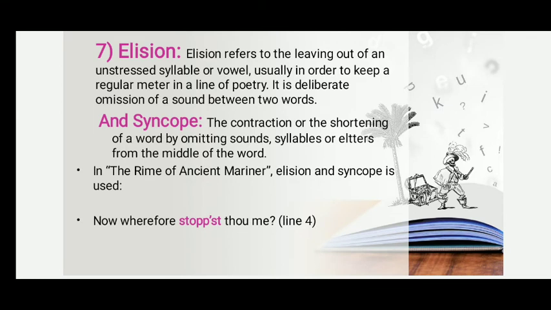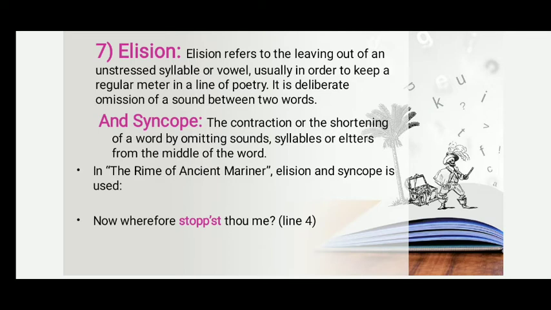Seventh literary device. The first part of this poem is elision. What is elision? Elision refers to the leaving out of an unstressed syllable or a vowel, usually in order to keep a regular meter in a line of poetry.